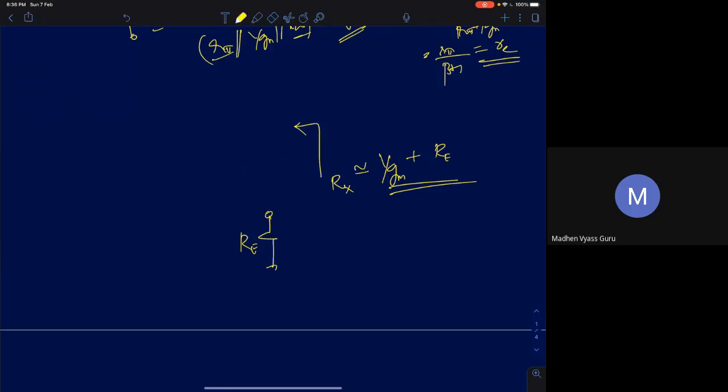Now what happens if I don't connect the base and collector? Instead, I'm grounding the collector. What is the resistance in that case?